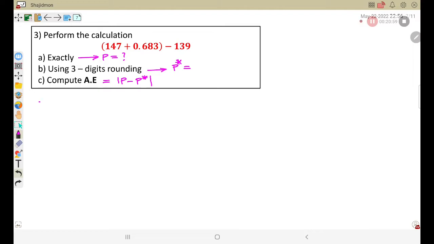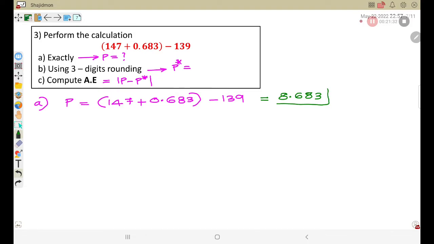Okay. So first A part. Exactly. P equals 147 plus 0.683 minus 139. So exactly means directly enter in your calculator in one step. Totally, okay, not separate, totally. So you will get 8.683. That is the P number, exact number.